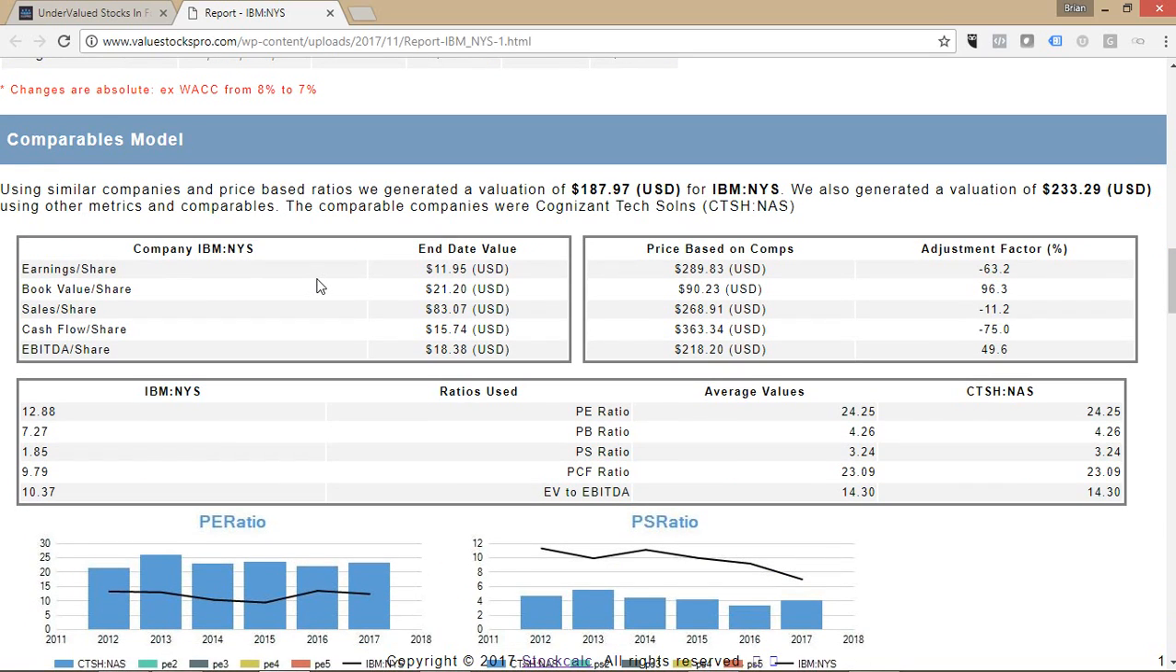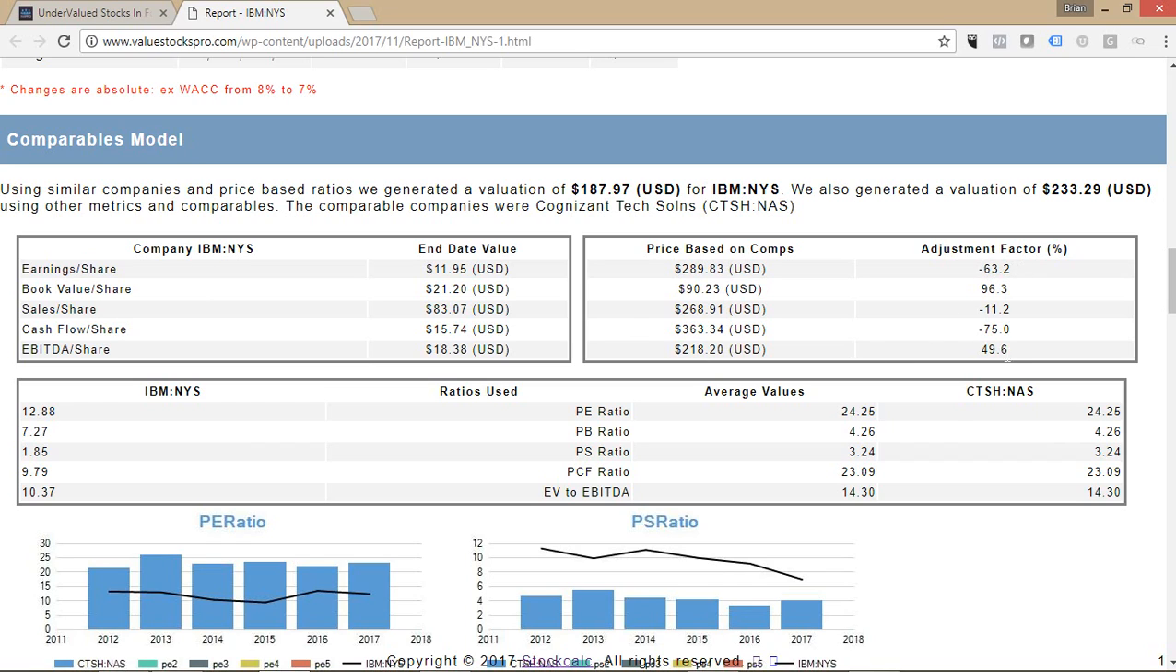If we go into the comparables model, what we do is we actually select the company's current statistics against a number of ratios. So we look at the price to earnings, price to book, price to sales, price to cash flow, and EV to EBITDA ratios. We get those from comparable companies, and when we ran IBM, we only had one comparable company come up, Cognizant Technologies. So we took the numbers from Cognizant and run them against the current earnings per share, book value per share, etc. for IBM to come up with the valuation numbers. So you can see how that runs.